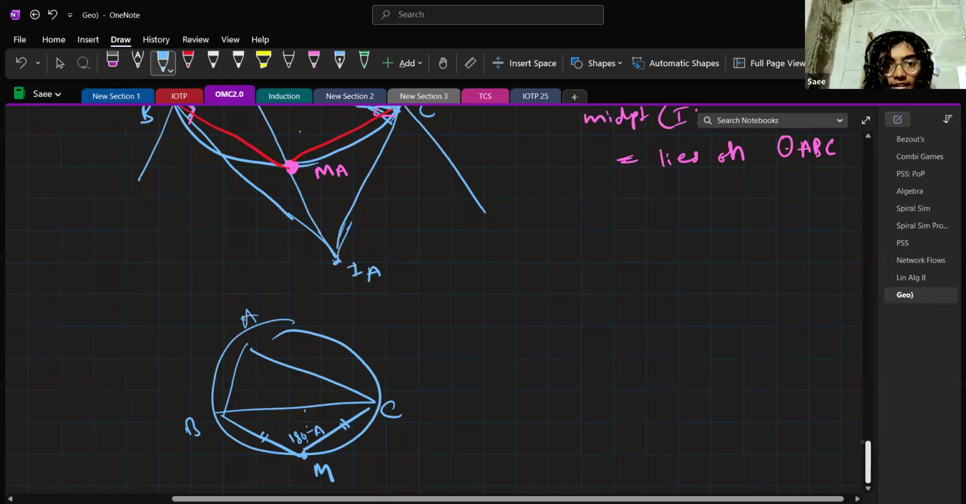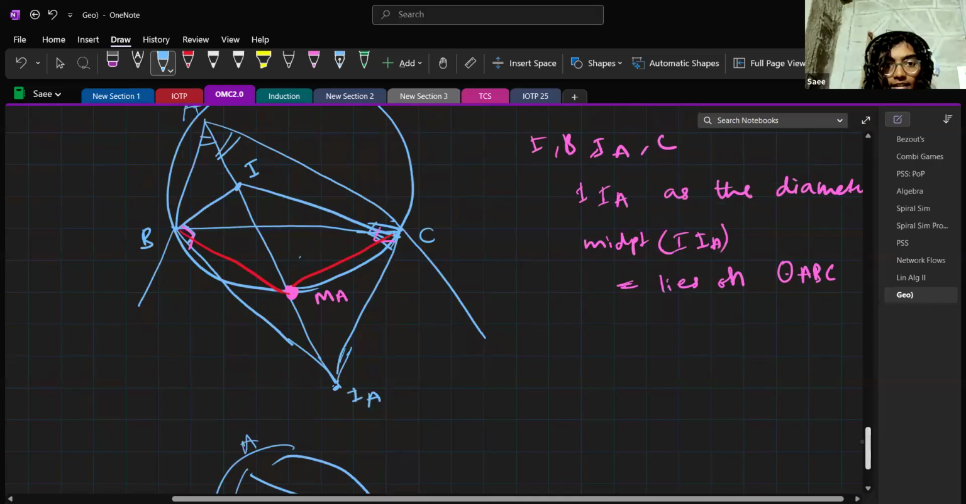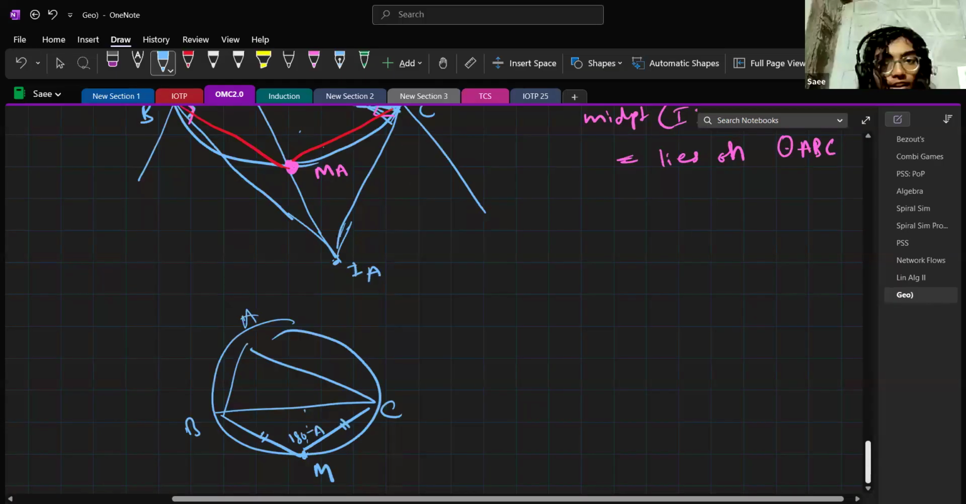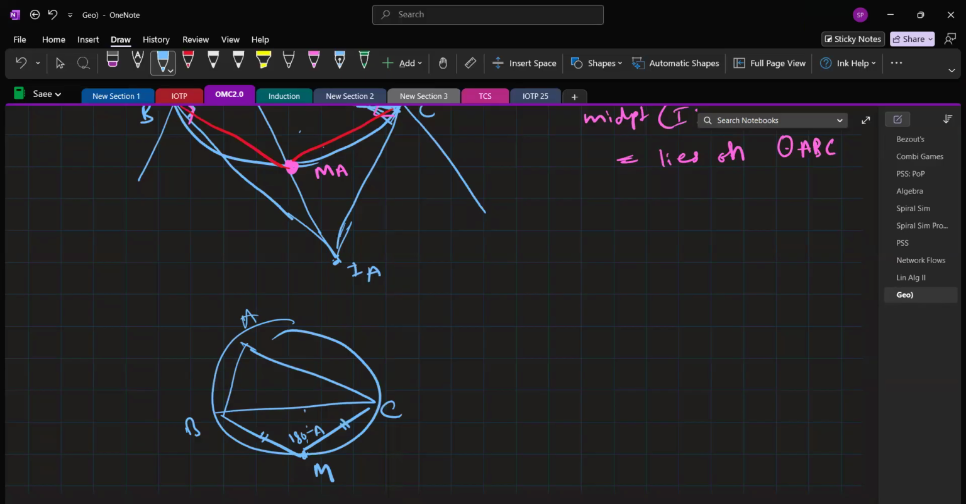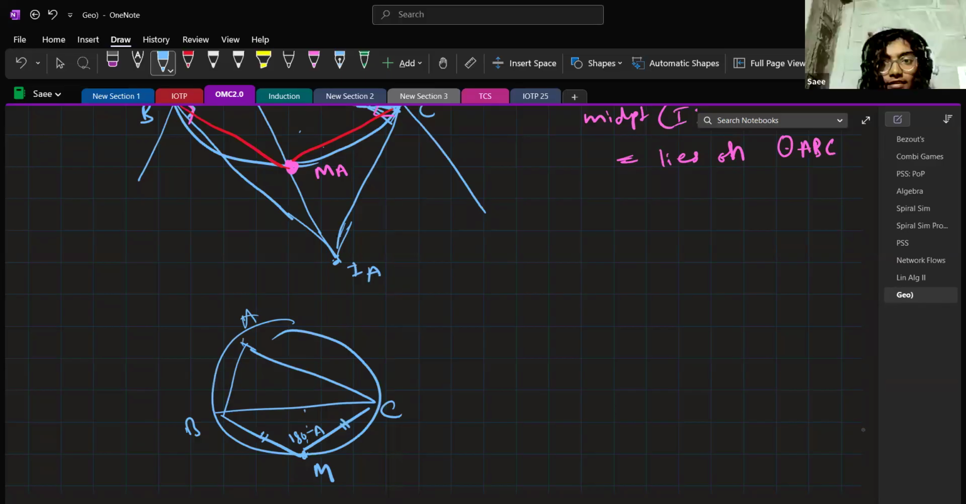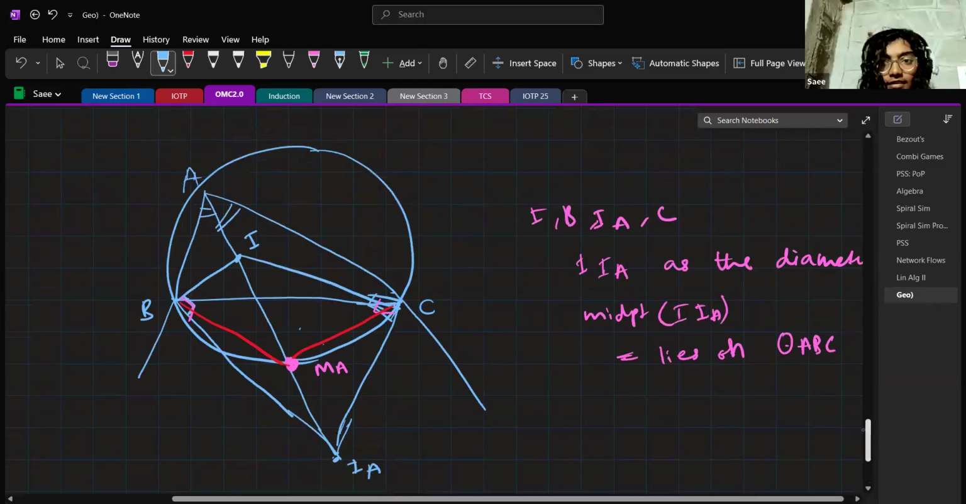The first step to showing that: is it obvious why MA lies on the angle bisector of BAC? Yeah, because it's the midpoint of I, so it lies on that angle. Sure. So let's focus on just one figure. Can you first of all show that MAB is equal to MAC?